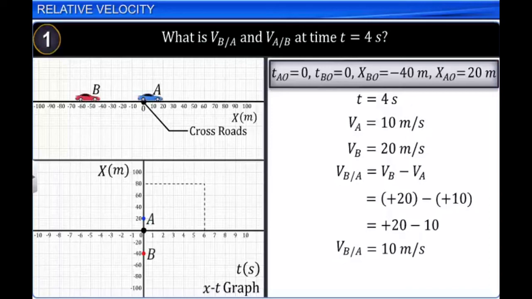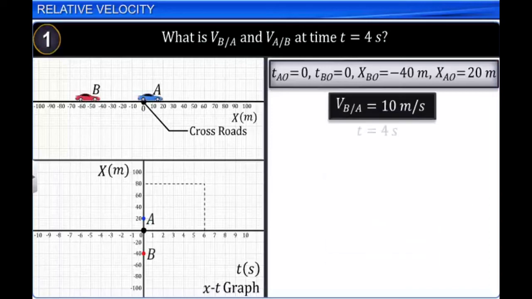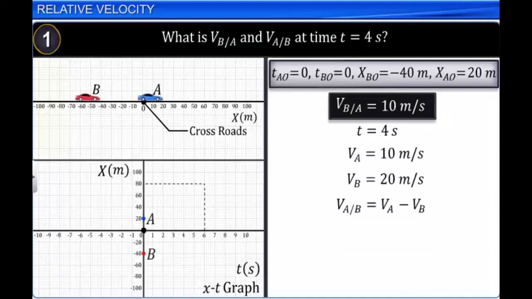Calculating the value of VA by B, it is equal to VA minus VB. On substituting and simplifying, we get VA by B equal to minus 10 meters per second.